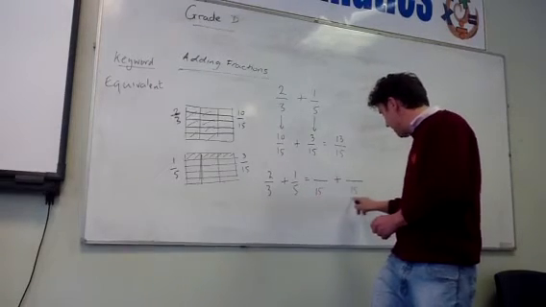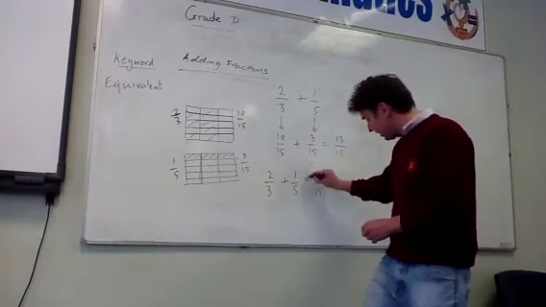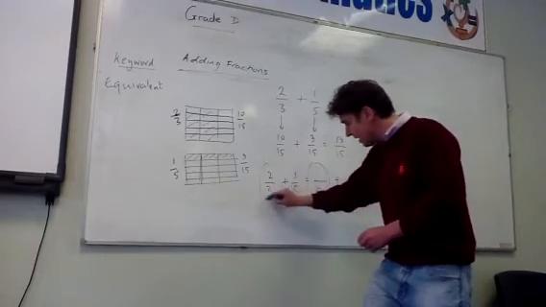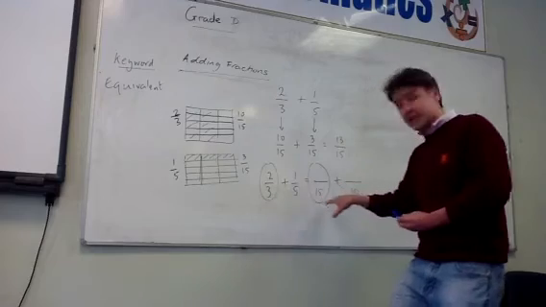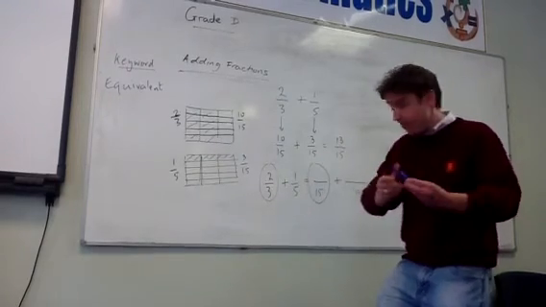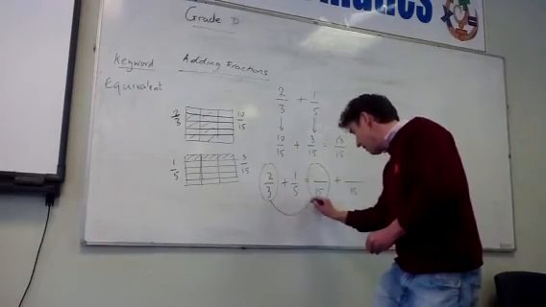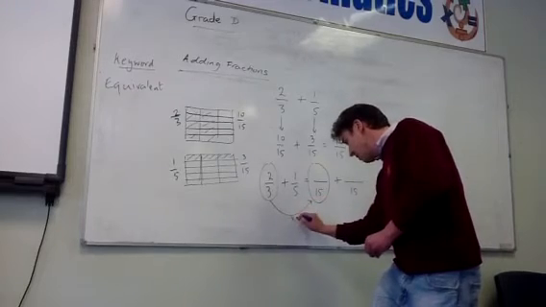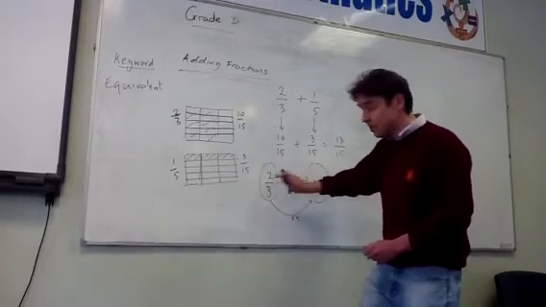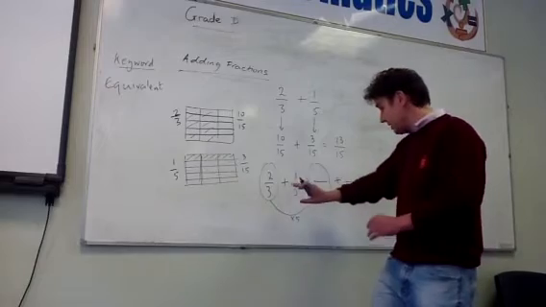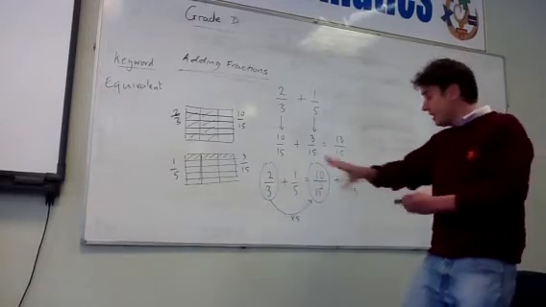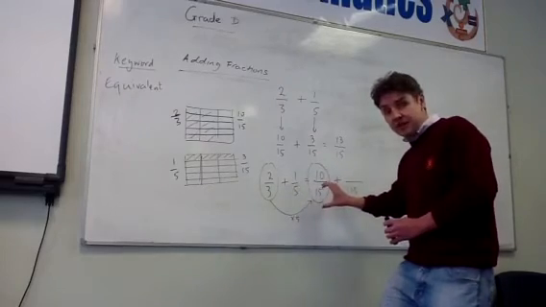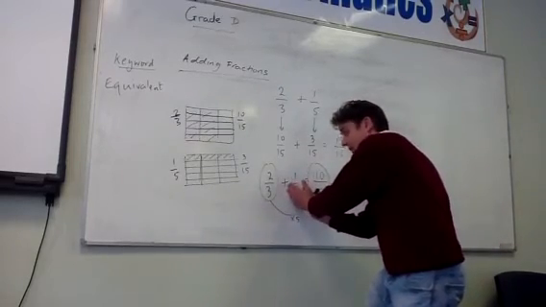3 times 5 is 15, 3 times 5 is 15. This first fraction has to be equivalent to 2/3. So you ask yourself, what did I multiply 3 by to get 15? You multiplied it by 5. As we know from equivalent fractions, I've got to do the same to the numerator. So we multiply the numerator by 5 and we get 10. So 2/3 is 10/15.